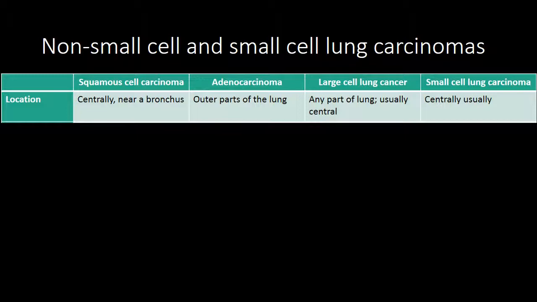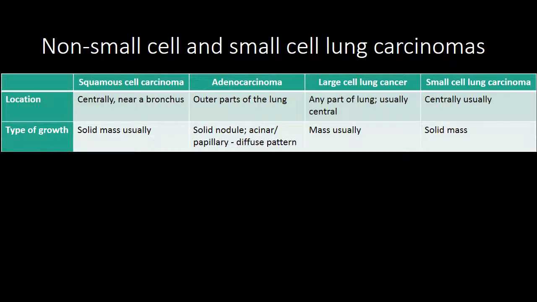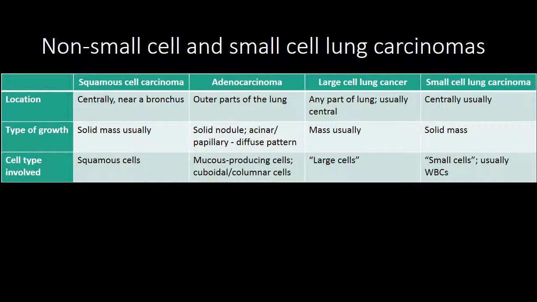In terms of location, squamous cell carcinoma and small cell lung carcinoma are usually found centrally within the lung, as well as large cell, whereas adenocarcinoma classically is more likely to affect the outer parts of the lung. On initial presentation, squamous, small cell, and large cell carcinomas are more likely to be found as a small solid mass, whereas adenocarcinoma is distinct in that it can take on numerous forms such as papillary or acinar in a diffuse manner, or it can also present as a solid mass. Adenocarcinoma is also the slowest growing of the four types.